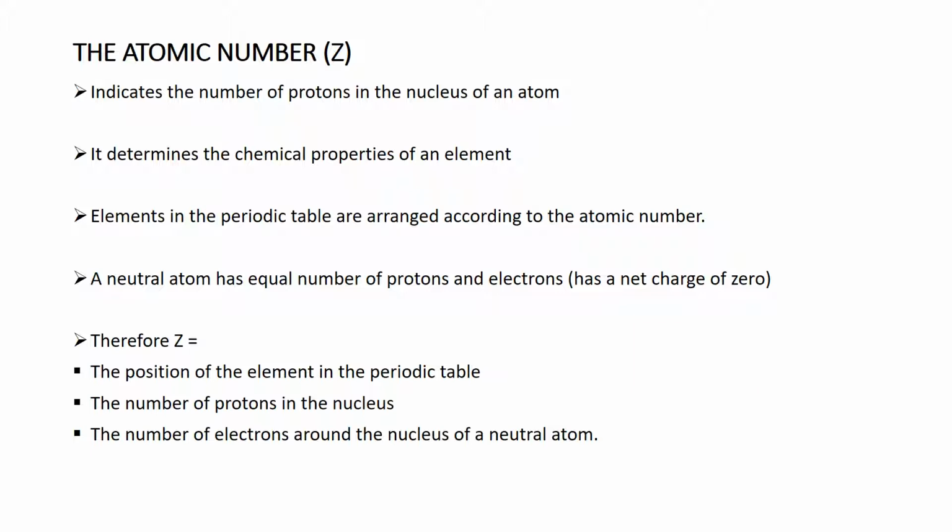Therefore, the atomic number is equal to the position of the element in the periodic table. It is equal to the number of protons in the nucleus, and it is equal to the number of electrons around the nucleus of a neutral atom. So if you see the atomic number in your periodic table, it represents the number of protons and electrons in that element.